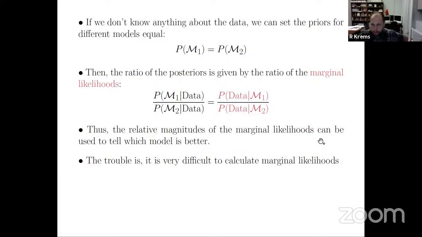Now, theoretically, the trouble is, and in practice, it is very difficult to calculate marginal likelihoods. Even for Gaussian processes, like I said, if we're going to build complex kernels with, say, 20 parameters, we would have to do 20-dimensional integrals, and those integrals would have to be done numerically. So very quickly we run out of steam when it comes to calculating marginal likelihoods.